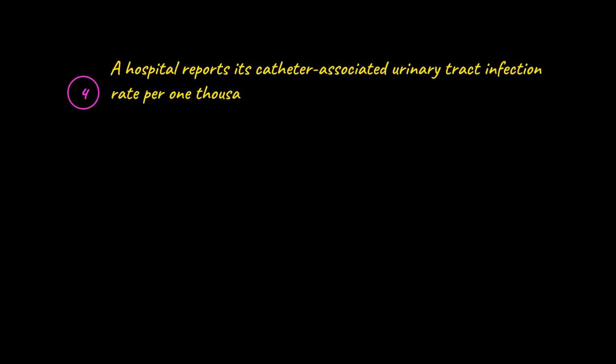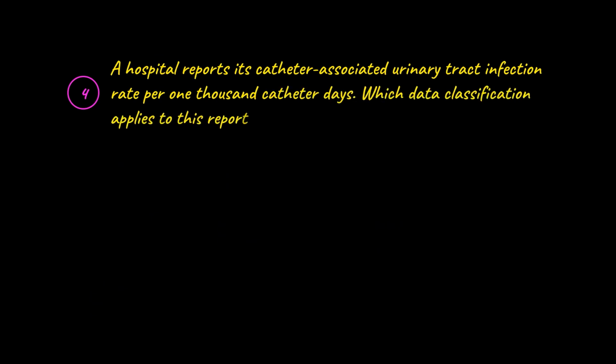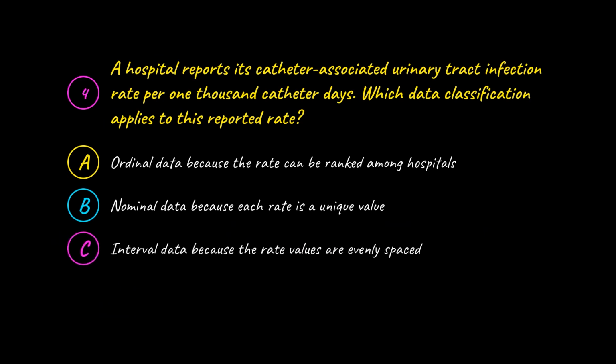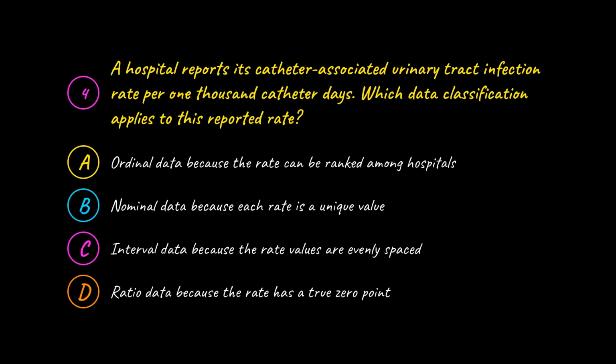Question 4. A hospital reports its catheter-associated urinary tract infection rate per 1,000 catheter days. Which data classification applies to this reported rate? Your options are A. Ordinal data because the rate can be ranked among hospitals. B. Nominal data because each rate is a unique value. C. Interval data because the rate values are evenly spaced. D. Ratio data because the rate has a true 0 point. What's your answer? Commit to one before I continue.